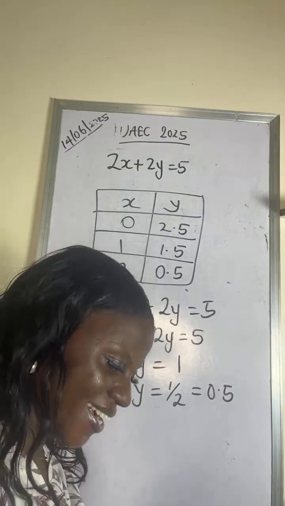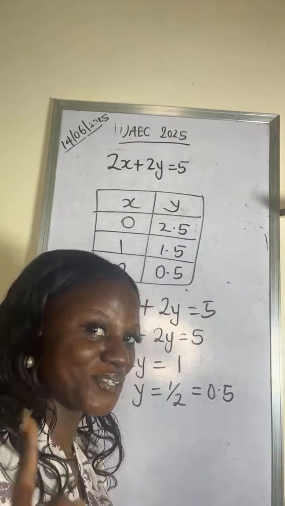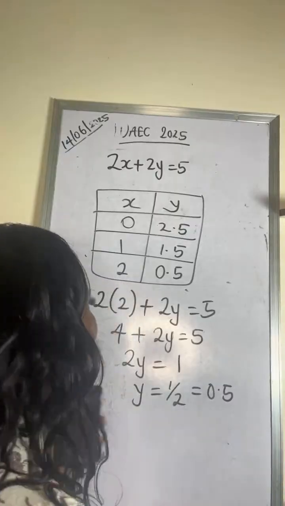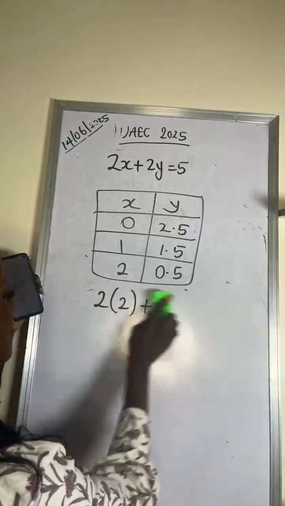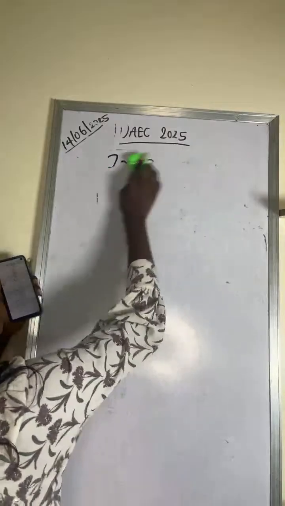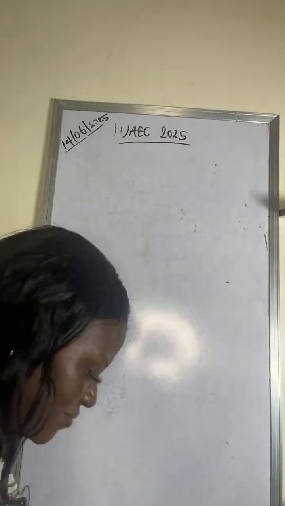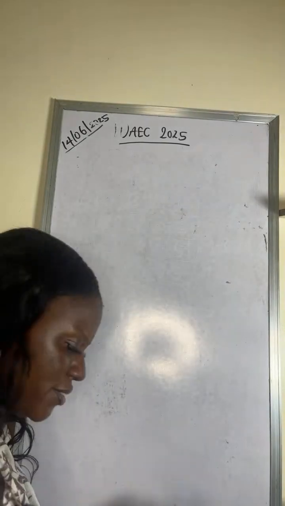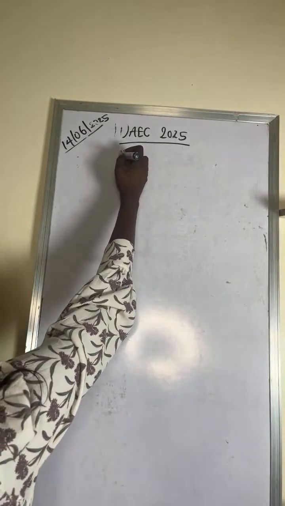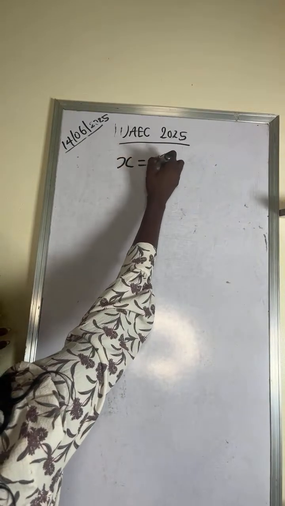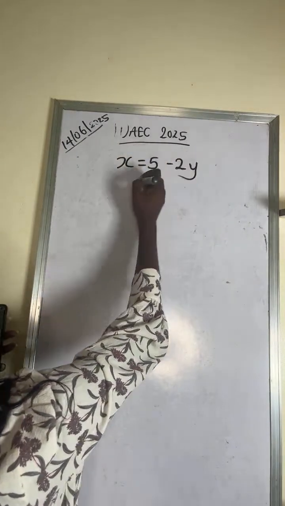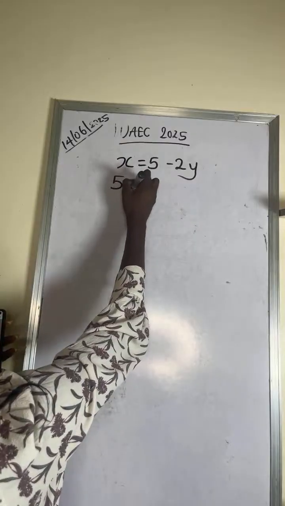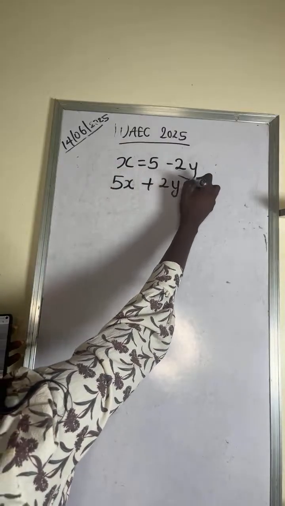So let's see. We have another simultaneous equation. For people who joined the live earlier, I'm sure you can tell. You would know that we already solved simultaneous equations earlier. We solved like 2 simultaneous equations already. So let's see what this one is about. x equals 5 minus 2y. And then we have 5x plus 2y equals 1.